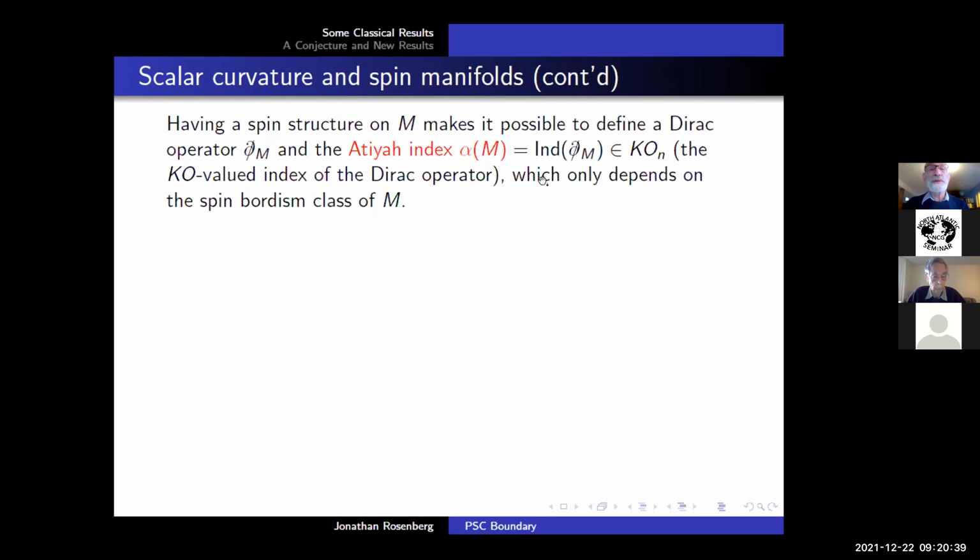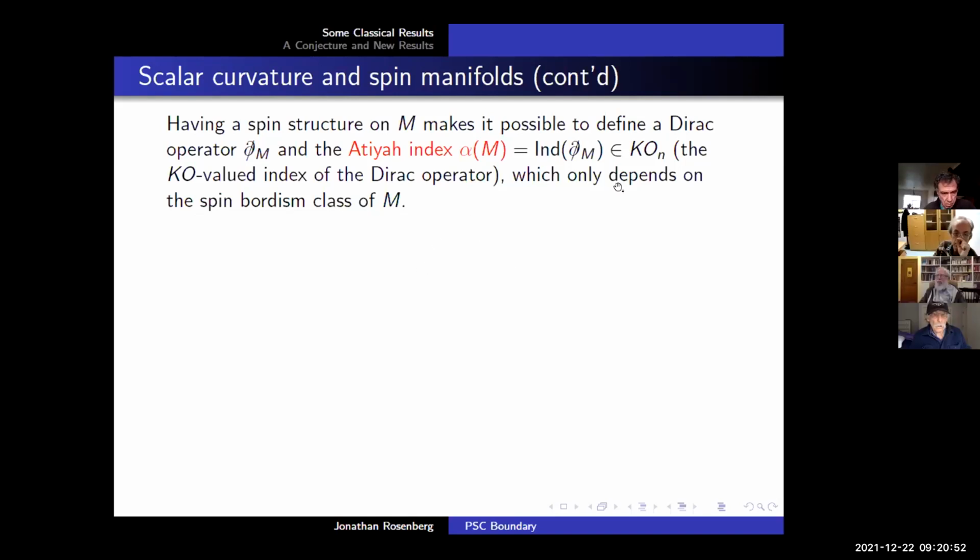And it's an important fact that this only depends on the spin bordism class of M. In other words, if you have two spin manifolds, and you have a spin manifold of dimension one bigger which has these two manifolds as its two boundary components, where really you put the opposite orientation on one of them so that it's basically a bordism from M to M prime, then whatever the alpha invariant is on the first manifold is also equal to what it is on the other one.